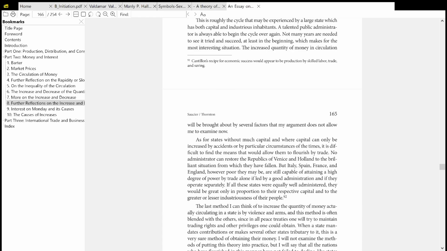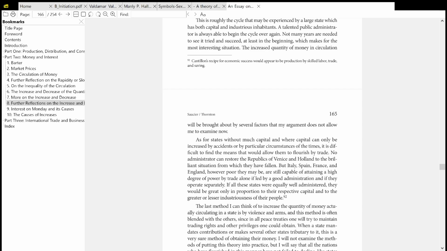As for the states without much capital, and where capital can only be increased by accidents or by particular circumstances of the times, it is difficult to find the means that allow them to flourish by trade. No administrator can restore the Republic of Venice and Holland to the brilliant situation from which they have fallen. But Italy, Spain, France, and England, however poor they may be, are still capable of attaining a high degree of power by trade alone, if led by a good administration, and if they operate separately.